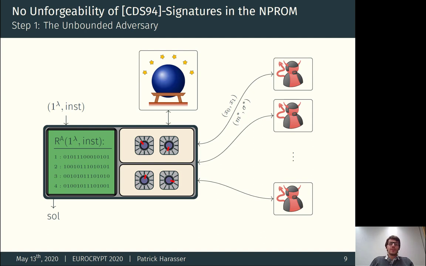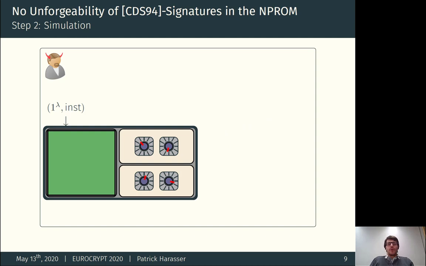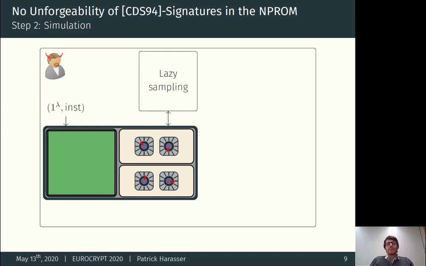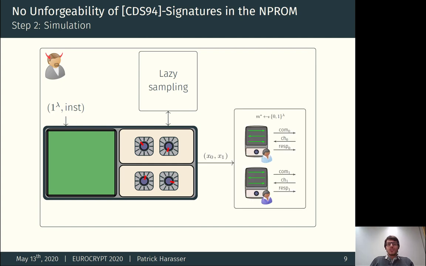The idea is to run the reduction and to efficiently simulate its interaction with A whenever the reduction starts a new instance of the adversary. So our efficient solver B would first start the reduction and give it the instance that it has to solve. And now remember, the reduction expects to be able to make two types of queries. So there's random oracle queries and forgeries by A. The former are handled by B via lazy sampling. And on the other hand, whenever the reduction wants to start a new instance of A, B first queries and then checks a signature on the verification key, just to stay consistent. And he then samples a random message and simulates transcripts for the two signature parts.